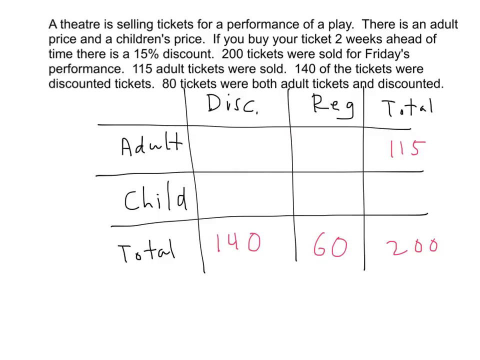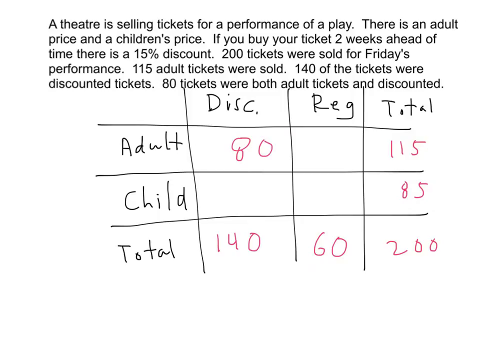Another way of thinking about it, if there were 200 total tickets, 115 were adult tickets, well, how many were children tickets? 200 minus 115, that must be 85. All right, these two have to add up to be 200. Same with these two. These have to add up to 200. Okay. All right, let's go further into the problem here. Now it says 80 tickets were both adult tickets and discounted. So there's 80 adults who had discounted tickets. Well, that would go right here. Adult with discounted.